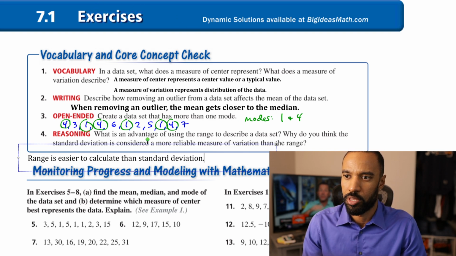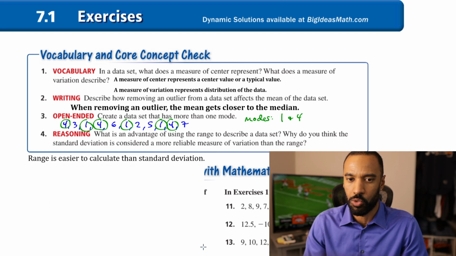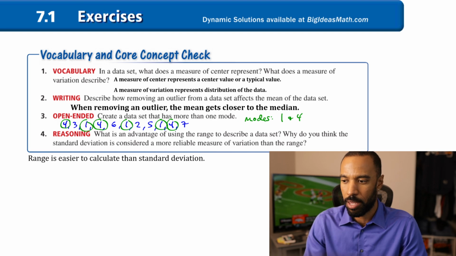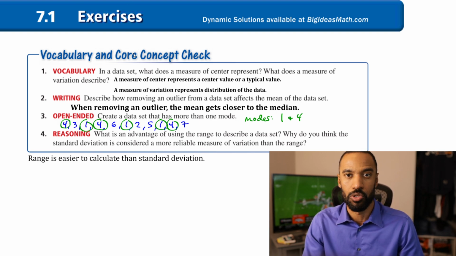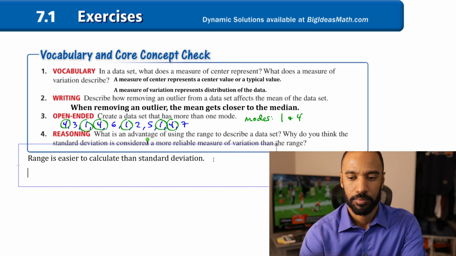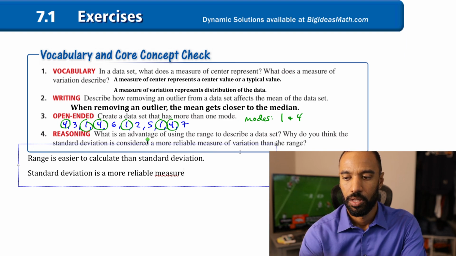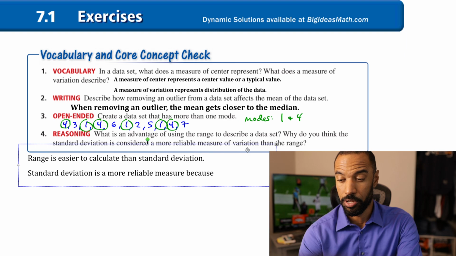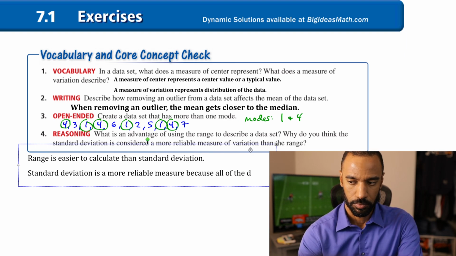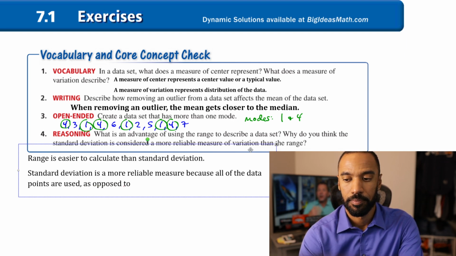Let me give myself more room on the bottom here. Now, why is standard deviation perhaps more reliable? And I'd agree it is. You have to know how those numbers actually work, though. But how would you consider it more reliable? You use more data. You use more values. Standard deviation is a more reliable measure because all the data points are used, as opposed to just the maximum and minimum.